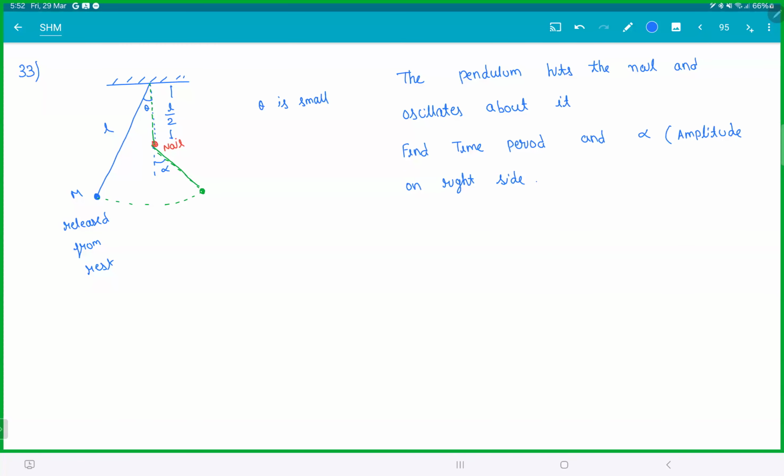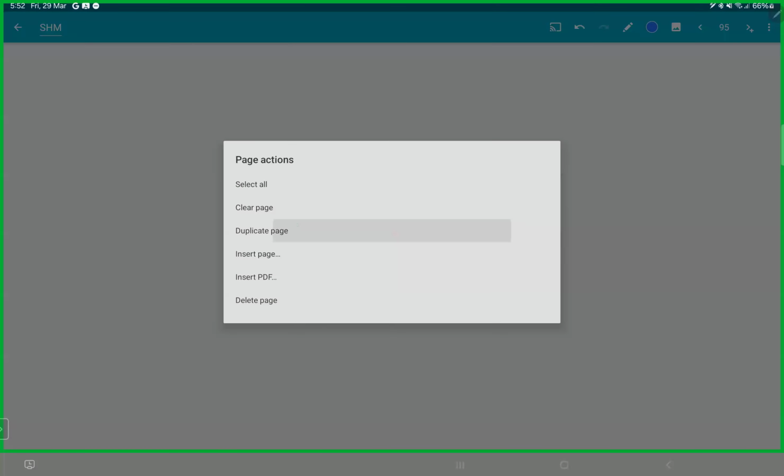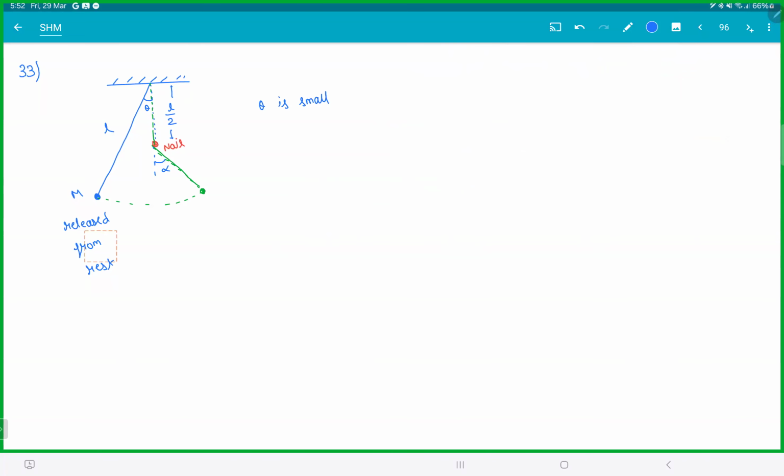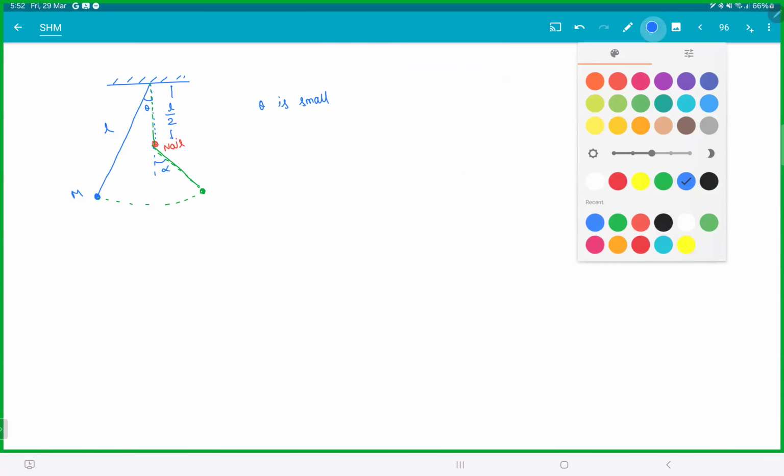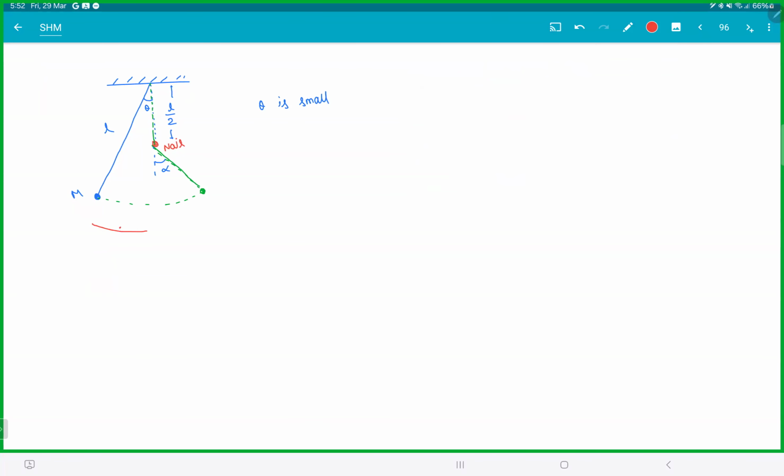Answers, anyone? Easy, no? Now see, for the left part of the motion, what is the time period here? This time period will be T1, which is 2 pi root over L by g. For the right side of the motion, the time period is T2, which is 2 pi root over L by 2g. Agreed?